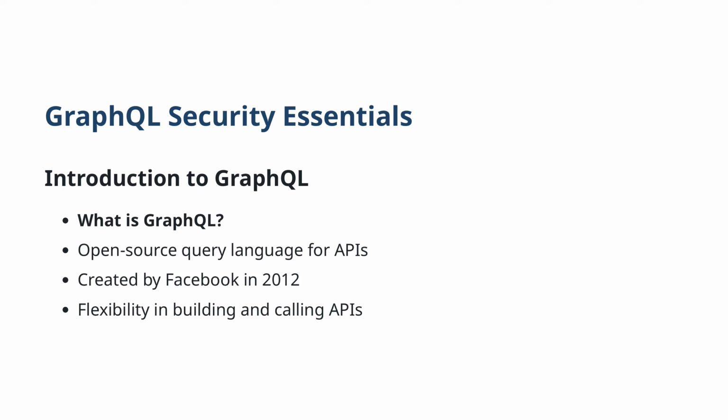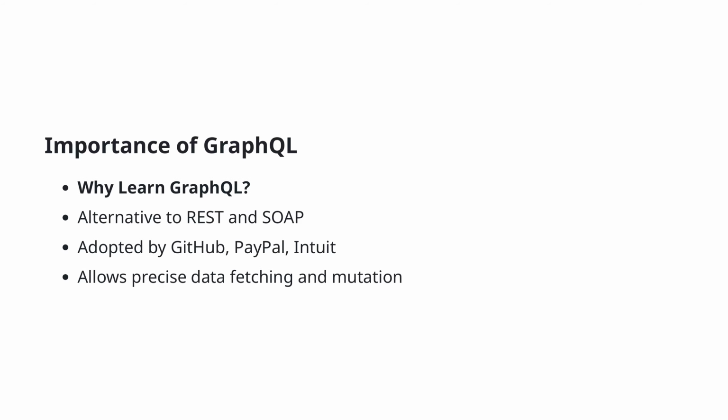As we dive deeper into this course, we'll explore the key aspects of GraphQL, highlighting why it has become a popular alternative to traditional API methods like REST and SOAP. The importance of GraphQL can't be overstated. As an alternative to REST and SOAP, GraphQL offers a more efficient way to manage APIs. Industry giants like GitHub, PayPal, and Intuit have adopted GraphQL, highlighting its growing significance.